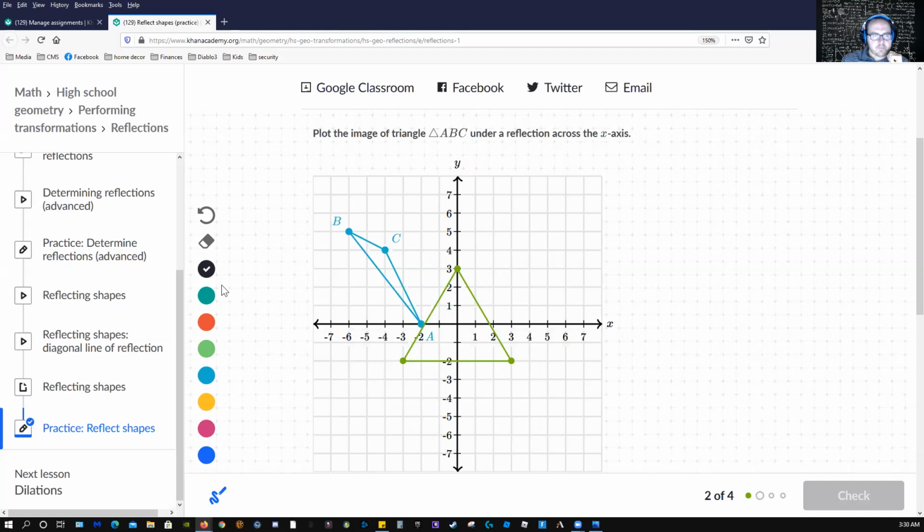So this one, I'm just going to drag it over while I'm on autopilot mode. So this one says, plot the image of triangle ABC under reflection across the x-axis. Okay, the x-axis. That's this one. Okay.